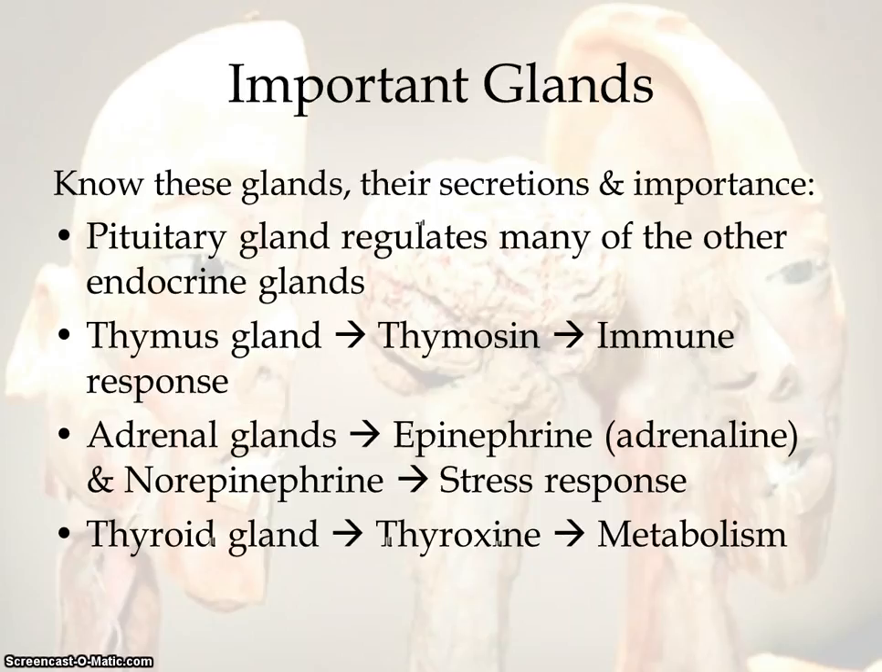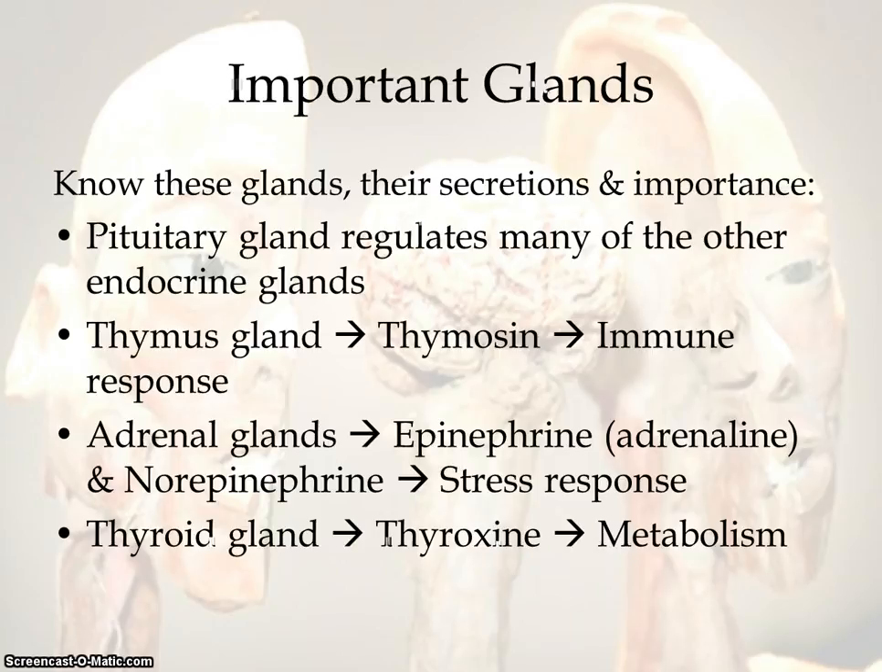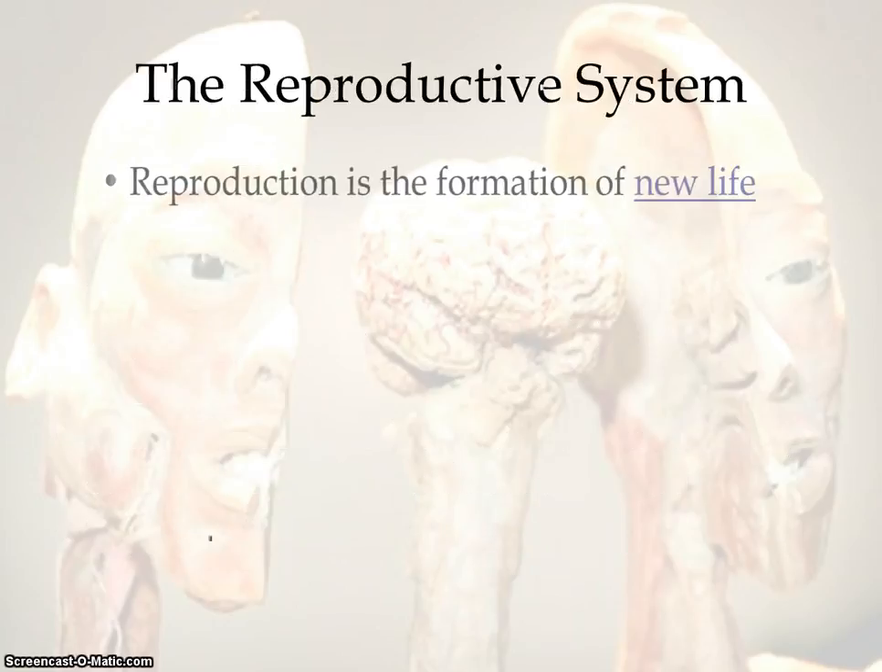Now, some people can have challenges with some of the hormone production that they have that can interfere with things like immune response or things like metabolism, and then you can take supplements to help regulate that. But those are some of the major glands and their functionality.